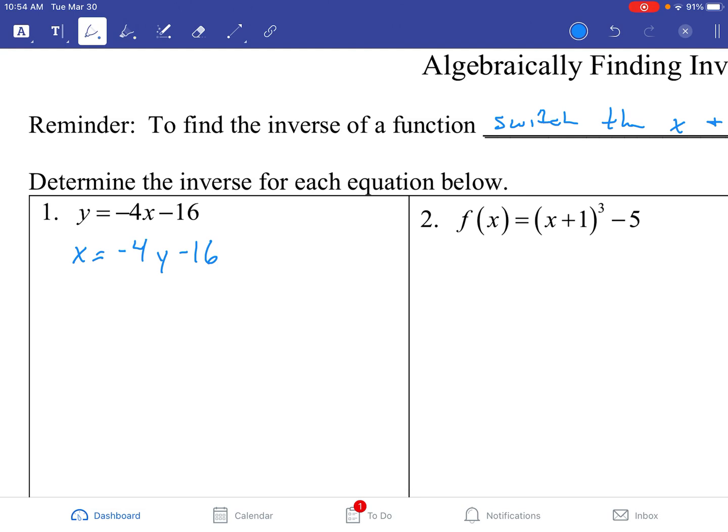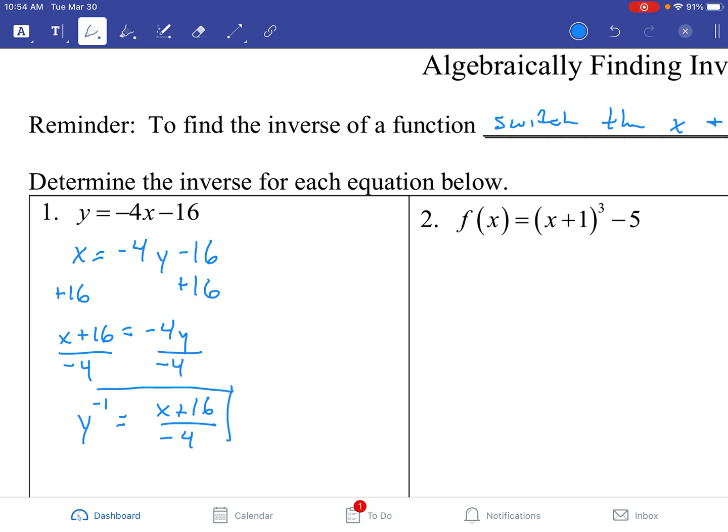Okay, so how we do this? We're going to, for this problem, we're going to add 16. So we have x plus 16. So we're going to show that you're doing it. You're not actually going to add 16 and x together because we don't know what x is. Then we have negative 4y. All right, the last step to get y by itself is we have to divide both sides by negative 4. So y, I'm going to put it opposite. I'm going to put also the inverse sign. The inverse of y is equal to x plus 16 divided by negative 4. And there you go.